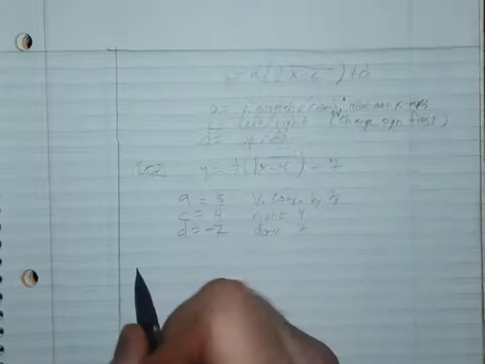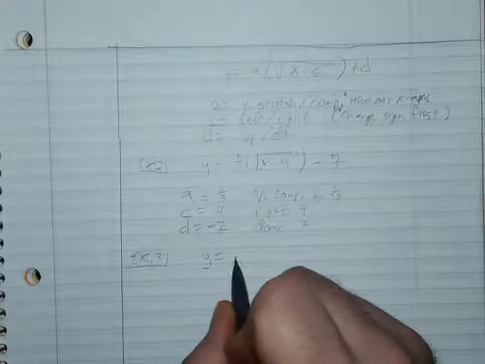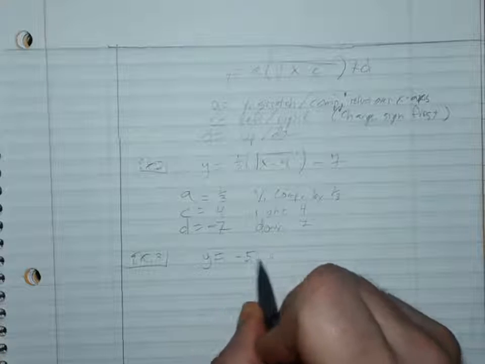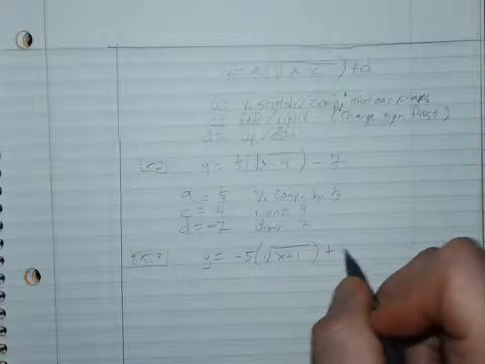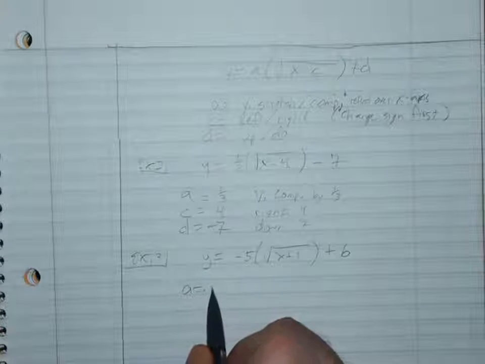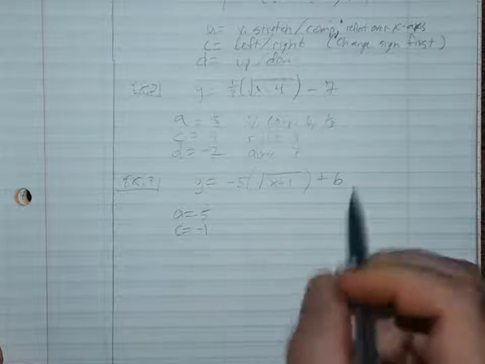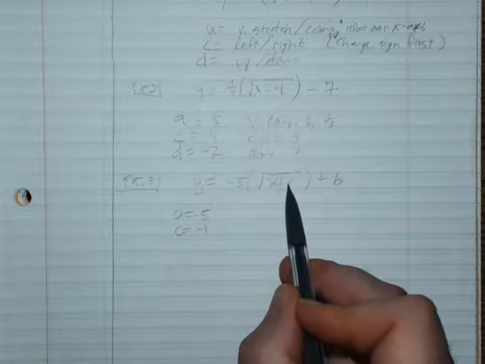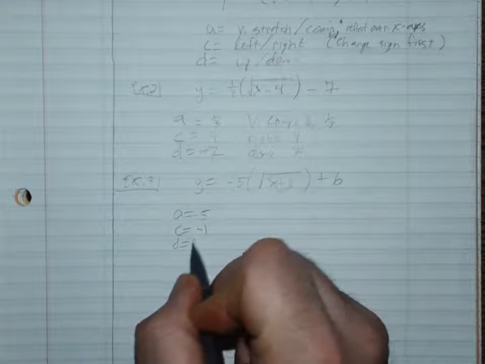Okay. Let me give you another example of that just really quick. Let's say y equals -5 times the square root of x plus 1, and we will do plus 6. So my A value would be -5. My C value underneath here would be -1. It looks positive in the equation. It changes sign when it comes out. And then my D value would be 6.